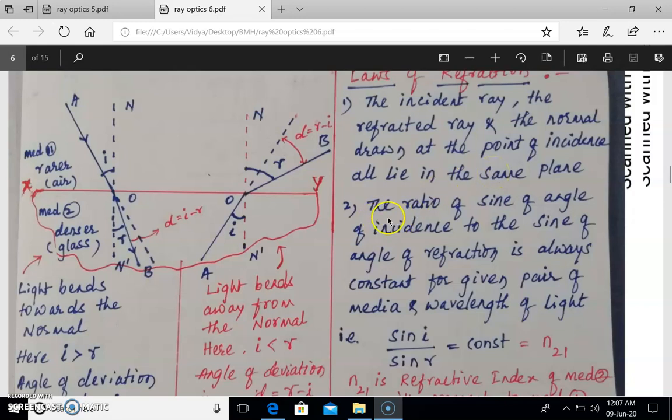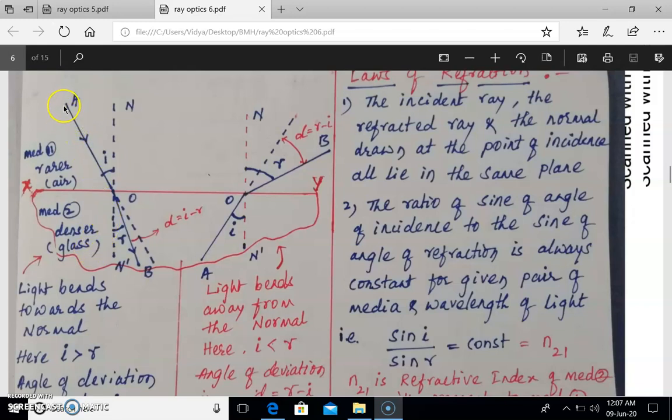So the bending phenomenon of light traveling from one medium to another medium is called refraction of light. So we need to discuss the laws of refraction. Refer to the ray diagrams here. XY is the interface, that is the surface separating the two media. Medium 1, optically rarer medium, let it be air medium. Medium 2, optically denser medium, let it be glass medium.